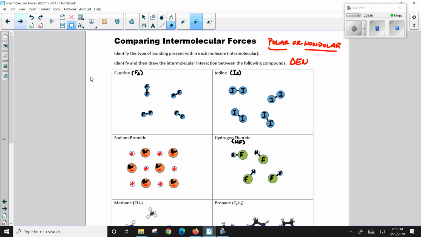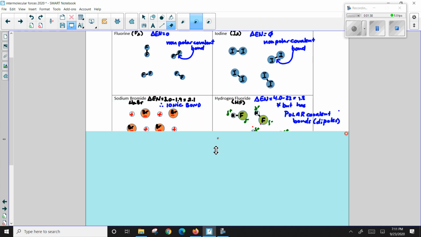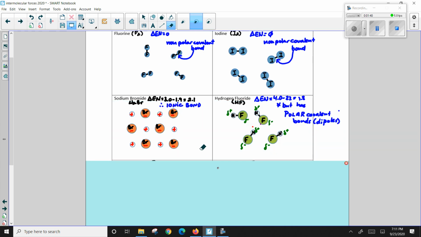So then I had sodium bromide and hydrogen fluoride. Well, sodium bromide, look at the electronegativity difference, it's 2.1, which means that you're going to have an ionic bond and you're going to have true ions. These are true ions, so it's not a partial charge, it's a real charge. And you're going to have this crystal lattice happening too. So this whole thing, remember, is the crystal lattice structure. It's that network of positive and negative ions.